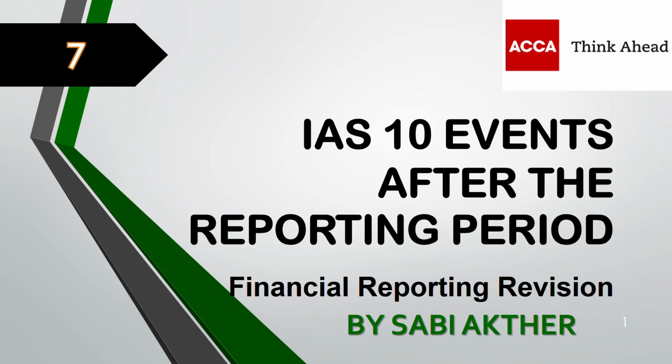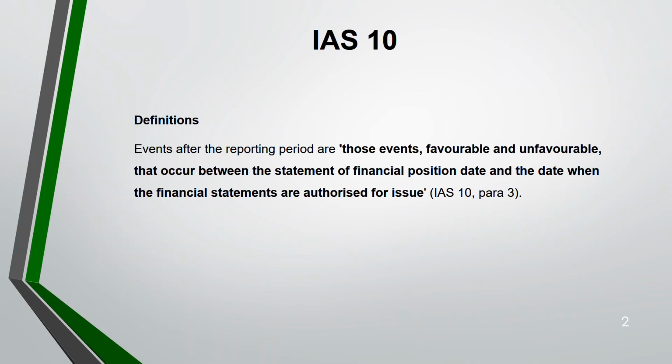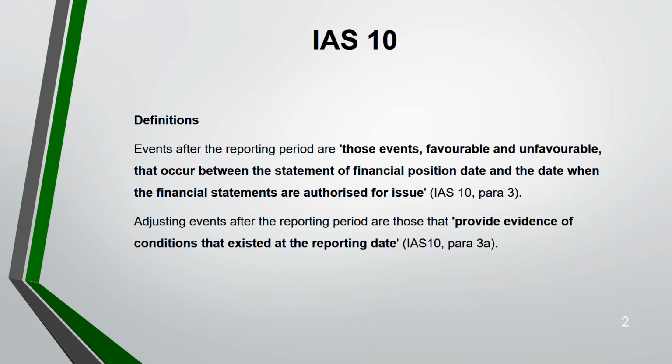Assalamu alaikum. Welcome to video 7, IAS 10, events after the reporting period. So here we are going to go through the definition of events after the reporting period. These are those events, could be favorable, could be unfavorable, which occur between your statement of financial position date and the date when your financial statements are authorized for issue. There are two types of event. One is adjusting event, one is non-adjusting event. If it's an adjusting event, you have to adjust in the financial statements, and if it's a non-adjusting event, you just have to disclose it if it's material.